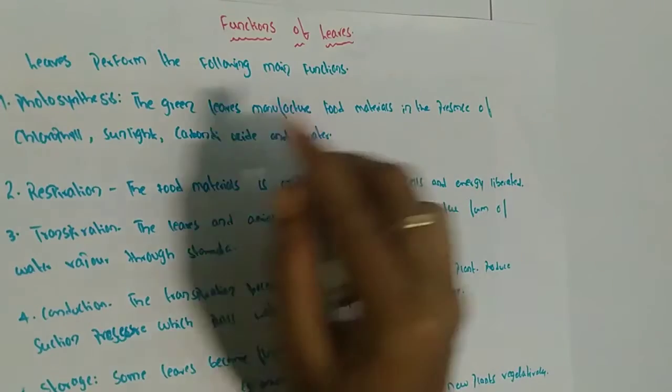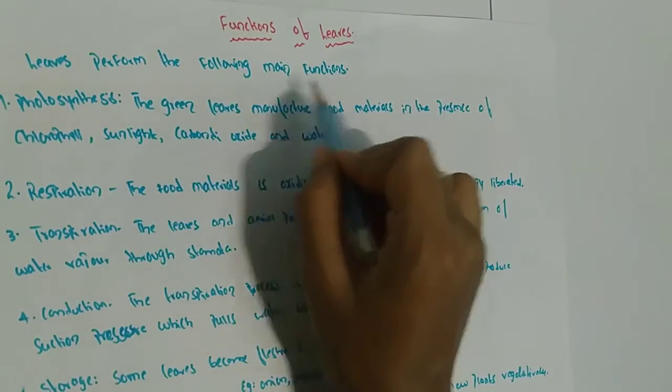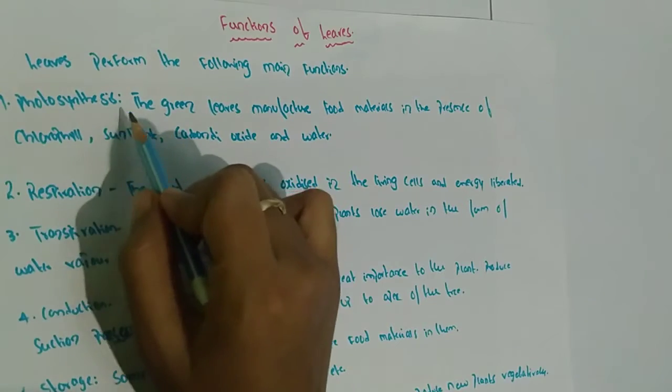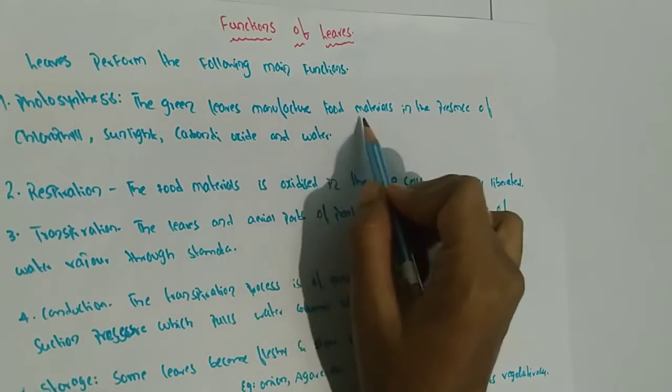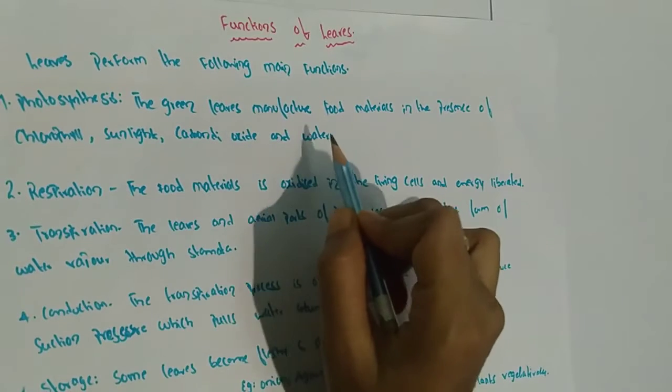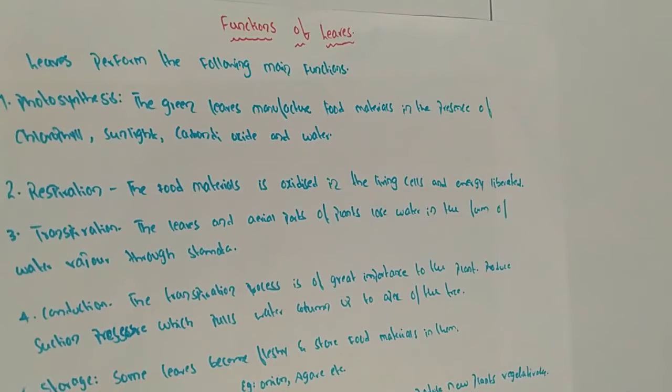Functions of leaves. Leaves perform the following main functions. First one, photosynthesis. The green leaves manufacture food materials in the presence of chlorophyll pigment, sunlight, carbon dioxide and water. Next, respiration. The food material is oxidized in the living cells and energy is liberated.